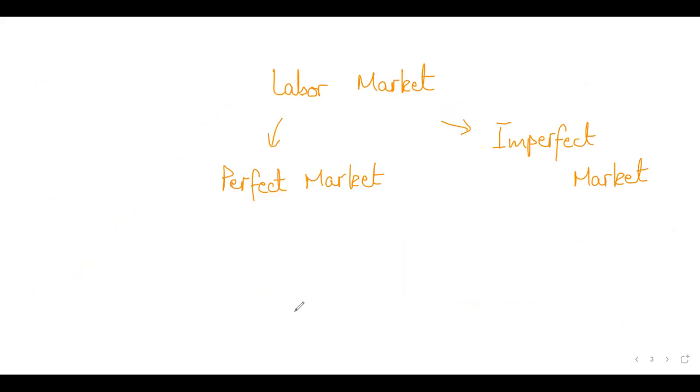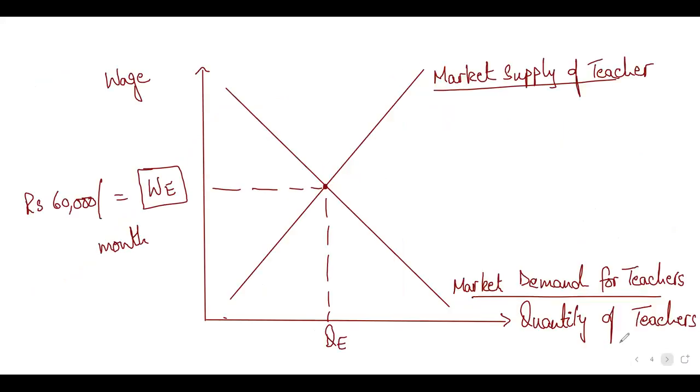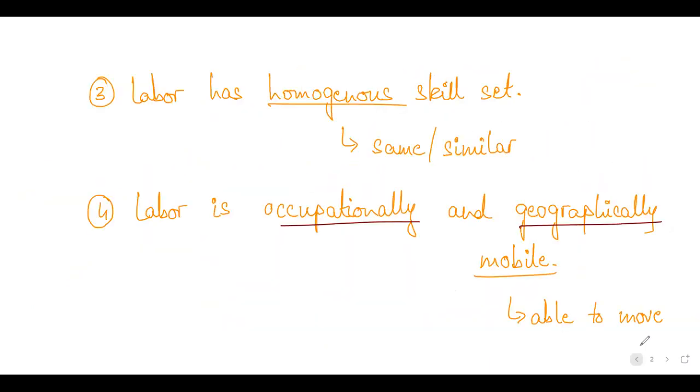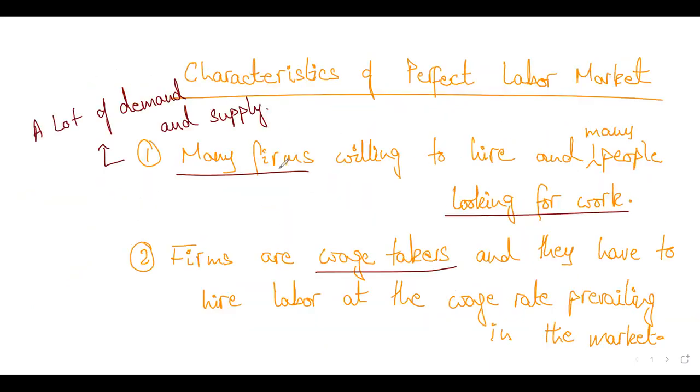Right, and this curve, the demand for labor, is your marginal revenue product of labor. So the demand for labor is always the MRP, marginal revenue product of labor, MRPL. Exactly, absolutely, that's correct. Very nice, right? So the two characteristics were many firms willing to hire and many people looking for work. The second characteristic of a perfect labor market is that firms are wage takers and they have to hire labor at the wage rate prevailing in the market.